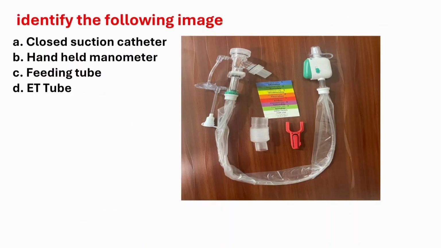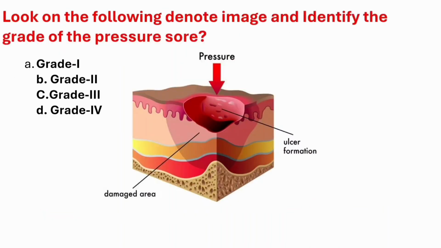Identify the following image. A. Closed suction catheter. B. Handheld manometer. C. Feeding tube. D. ET tube. The correct answer is A. Closed suction catheter.